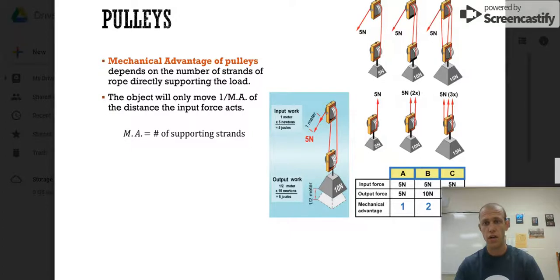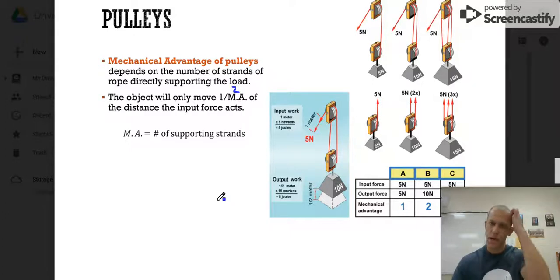If this is a block and tackle, essentially, you have 1, 2 different supporting strands. So that means your mechanical advantage is 2. So the object will only move half, 1 divided by 2, because remember, this mechanical advantage is 2. So your object will move 1/2 of the distance the input force acts. So if it acts 1 meter, the object is going to move half of that, half a meter.